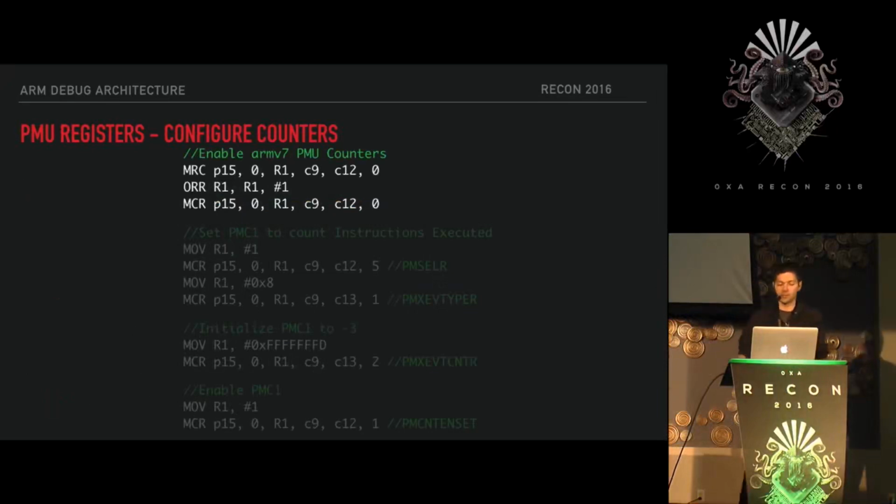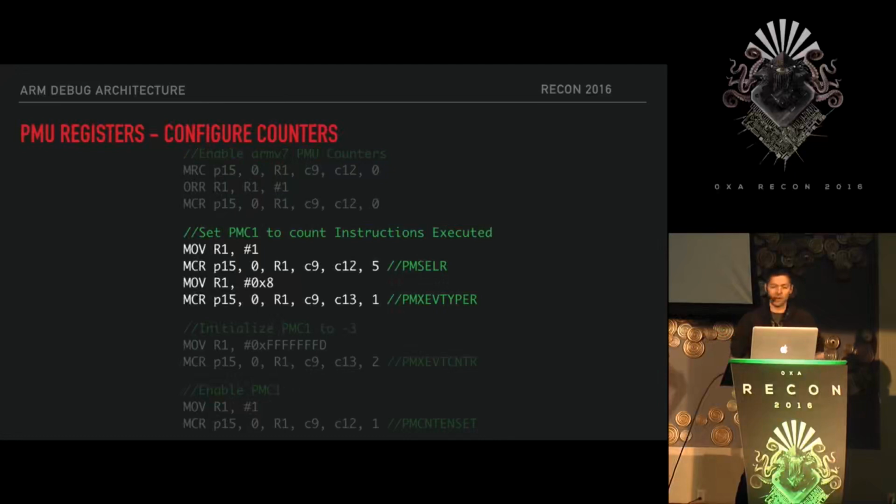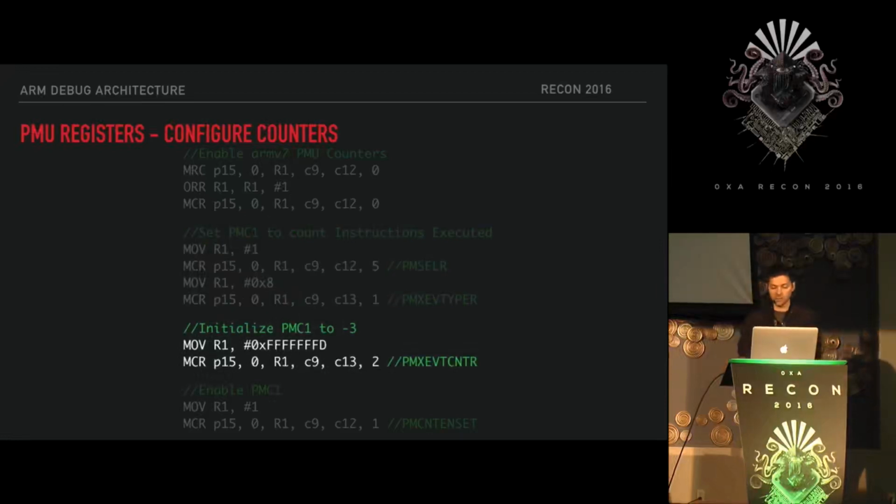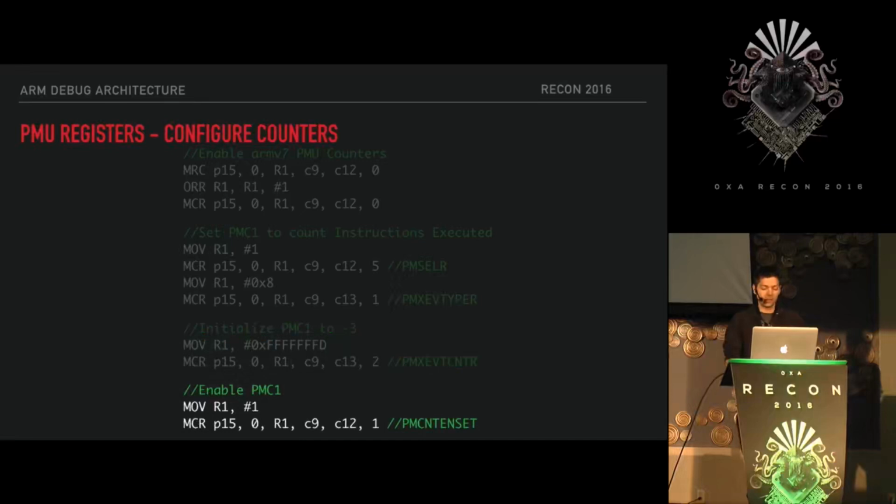As far as configuring counters, first, this basically turns on the PMU, so we're setting that least significant bit of the control register. Next, we're selecting counter 1, and then we're writing an 8 to the event type, which is instructions executed. So we're configuring the counter to count instructions. Next, we initialize the counter to -3. Maybe we want to sample every 3 events. And then finally, we enable counter 1 by writing to the counter enable bit.